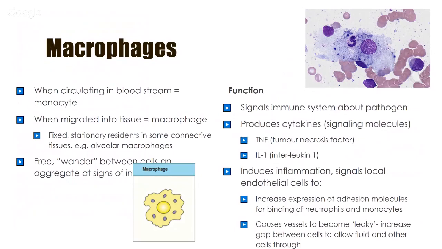These are mostly mediated by certain innate immunity factors. One of the major ones is your macrophages. When they're in tissue, they're called macrophages. However, when they're in the bloodstream, they're called monocytes. They're usually free to wander around cells, however, if you see an aggregation, it's usually a sign of infection.